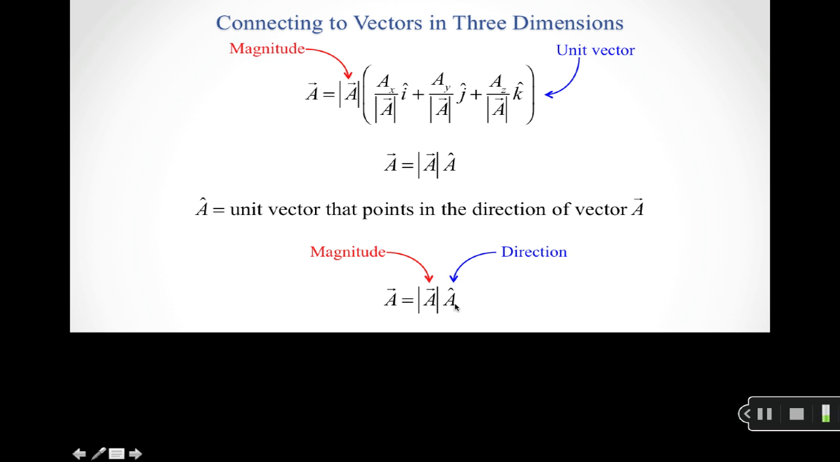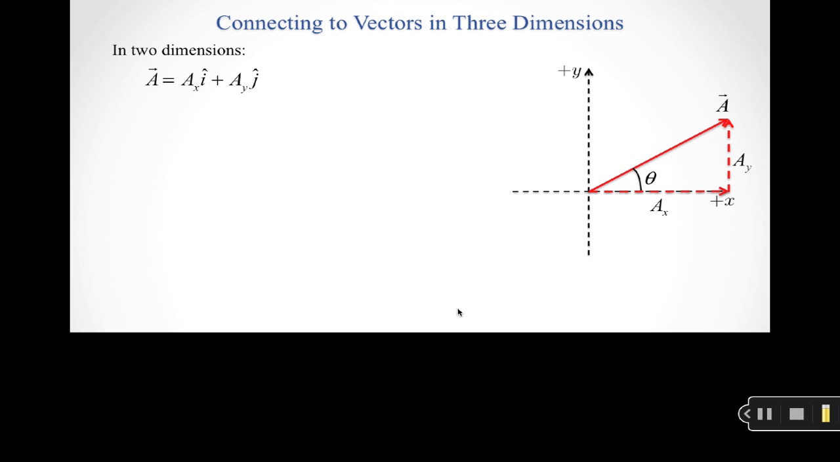So basically I have two pieces here. I'm very consciously breaking up vector A into the two pieces I know I need to talk about a vector. I need to know what its magnitude is, and I need to know what its direction is. The first part gives me the magnitude. The second part, A hat, gives me the direction.